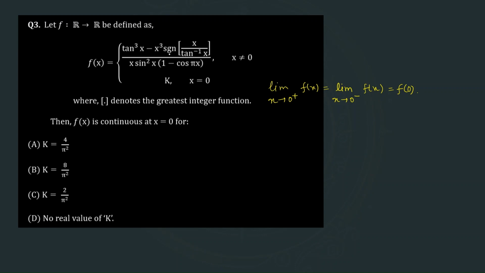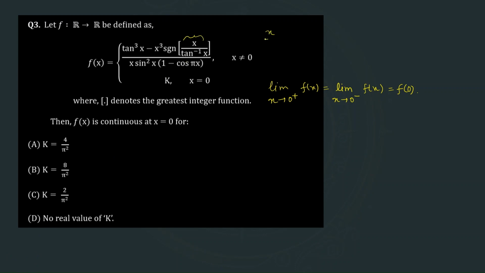And there is also a signum function. What is the signum function? The signum function gives the value 1 if the input is positive, gives minus 1 as the output if the input is negative, and gives simply 0 if the input is 0. That is the signum function. Now let us check the behavior of this function inside this greatest integer function.